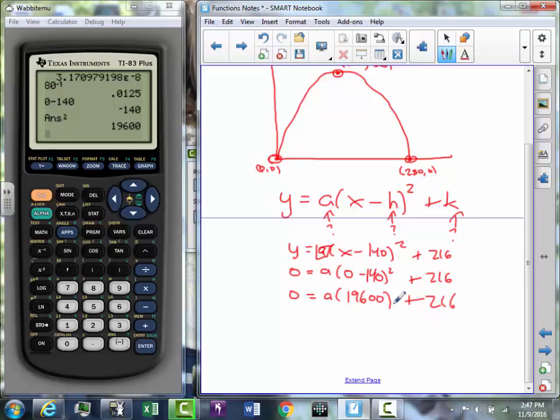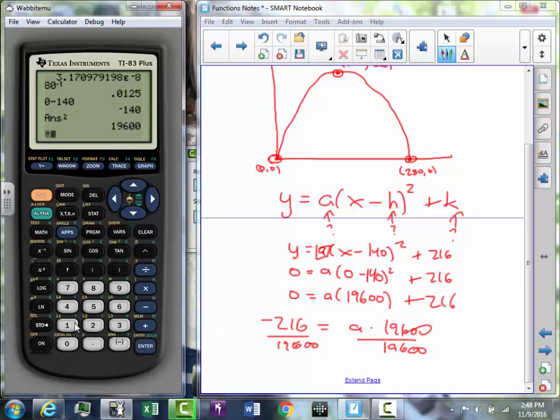How do you get a by itself? I might say subtract the 216 to the other side, and then divide by 19,600. You're not going to like this part, but 9 times out of 10 when you solve for this a value, it's almost always a really ugly decimal fraction. It is what it is.